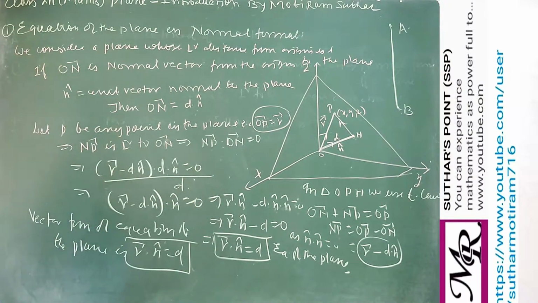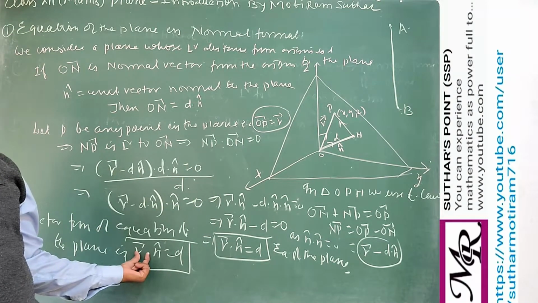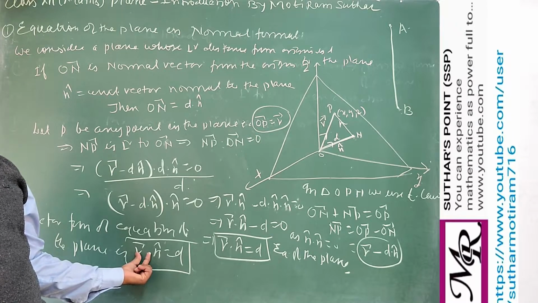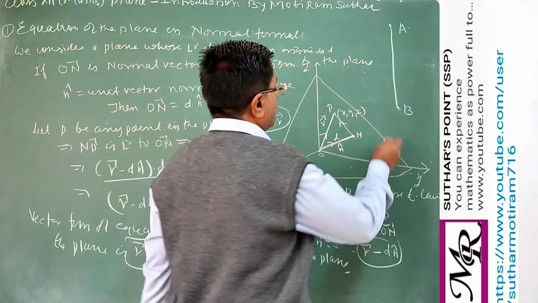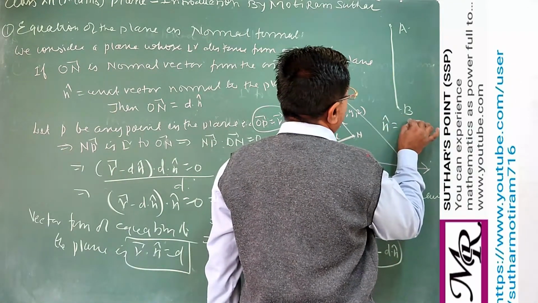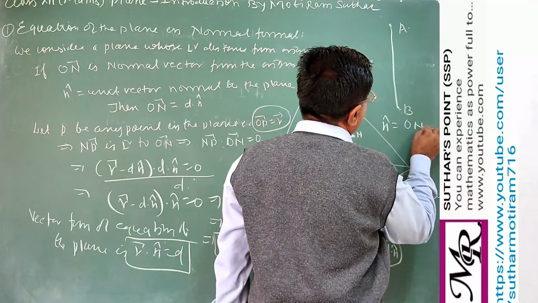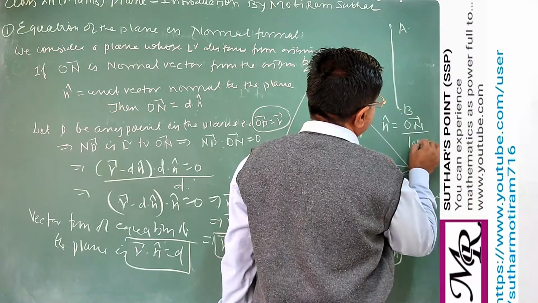So what is the meaning of this? r is the position vector of the general point P. And n cap, this is very important. What is n cap? n cap equals the given vector OM divided by its magnitude.